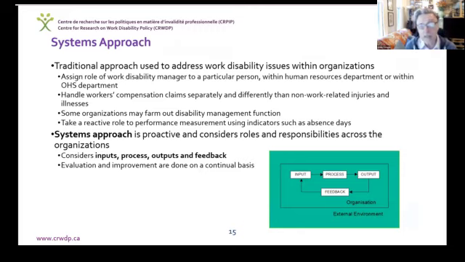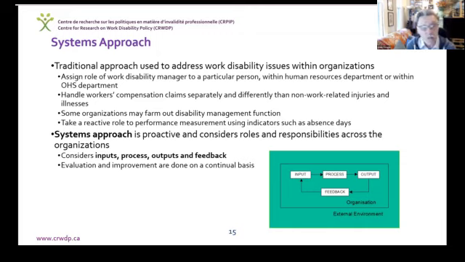Now, the standard takes a systems approach, and this is really critical for a management system standard, because traditionally in this area, the approach that has been used is to assign the role to a person, a work disability manager. This particular person might sit within the human resources department or within the occupational health and safety department. They often handle workers' compensation claims separately and differently than non-work-related injuries and illnesses, simply because there's different programs for these different types of exposures and etiologies. Some organizations even farm out the disability management function. In general, organizations seem to take a reactive approach, particularly to the performance and measurement of their system. They often use lagging indicators such as absence days to evaluate the performance of their system.